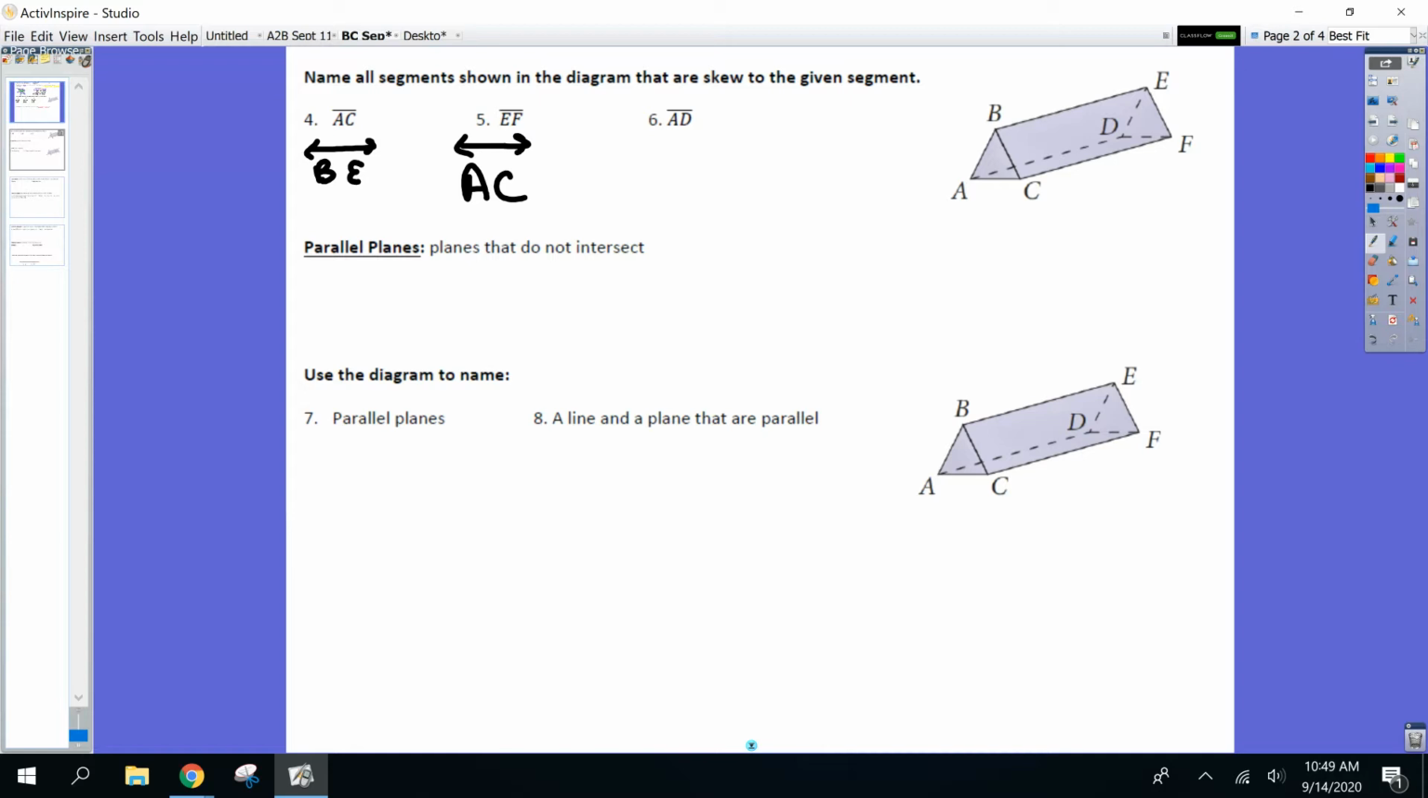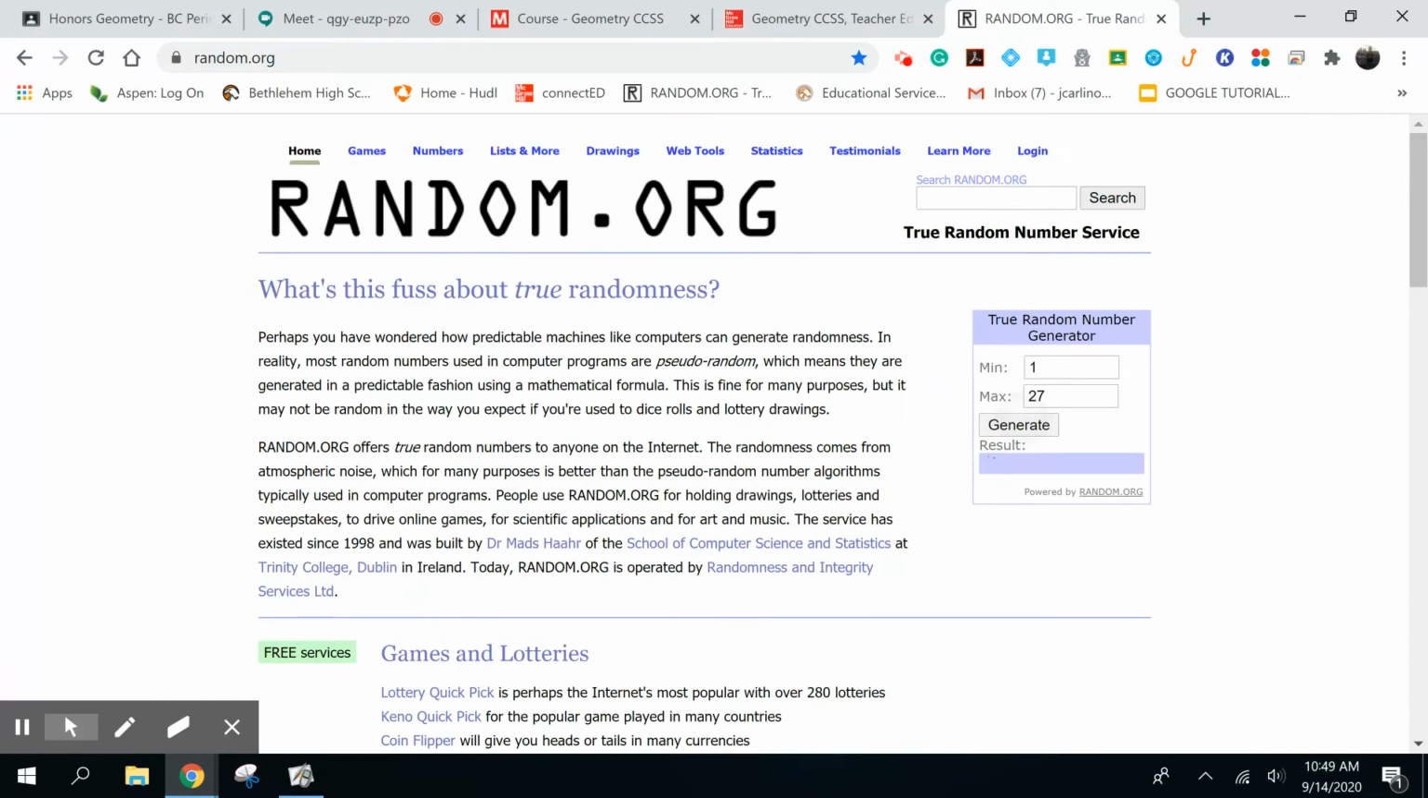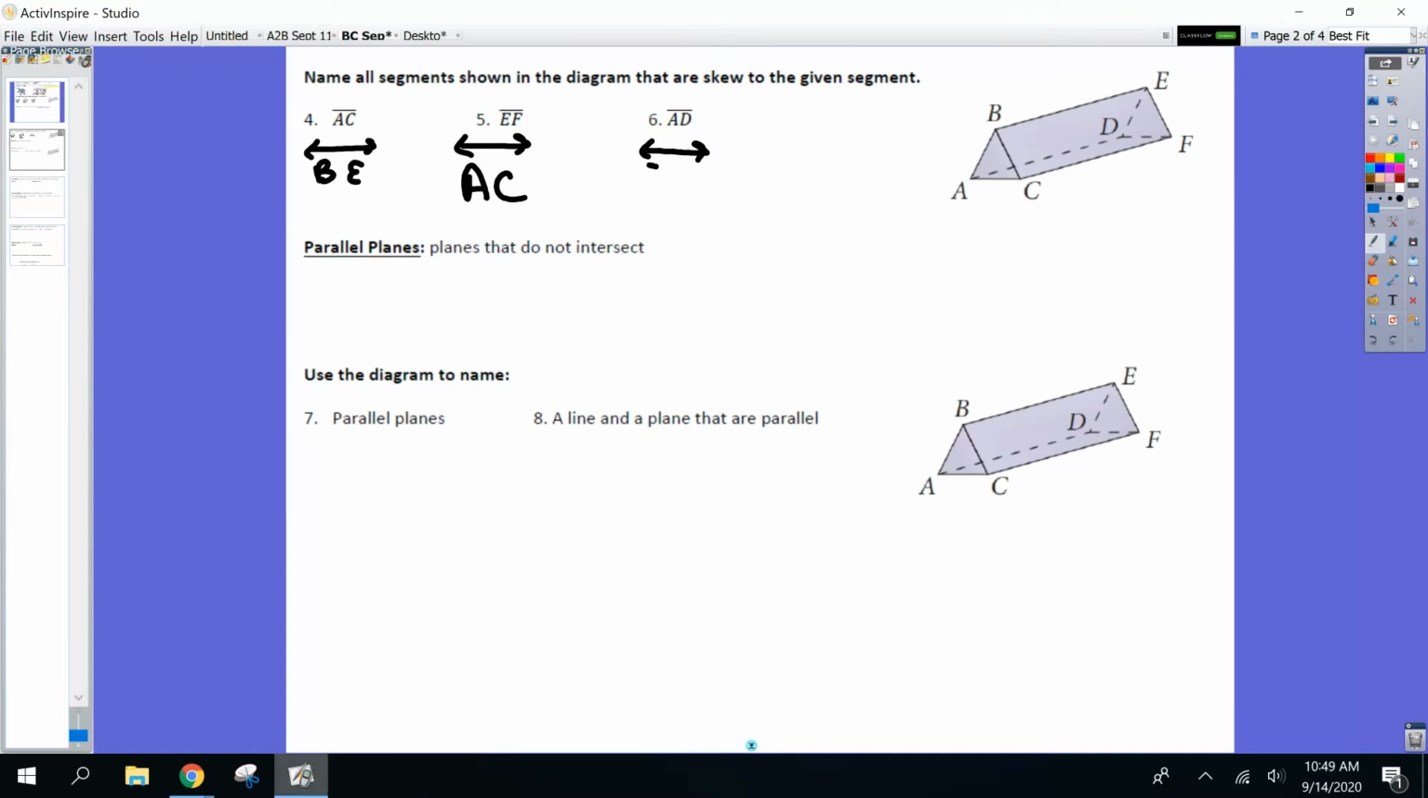Okay, how about something with AD now? Skew to AD. What do we think here, kids? Ryan. EF. EF. That's a good one. Do you guys pick up this concept? Because you're going to be asked questions tonight on the homework about it. Everybody at home is good.